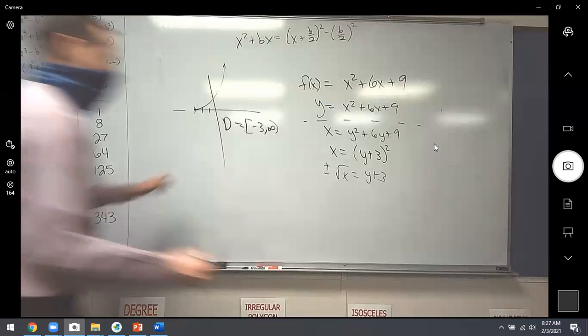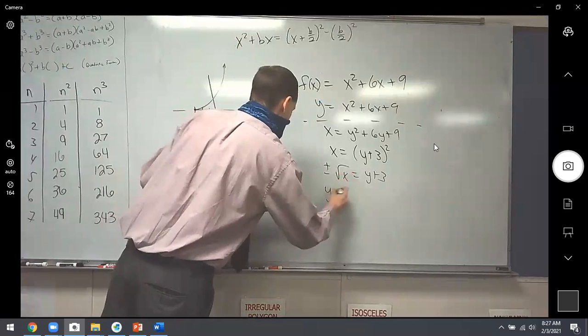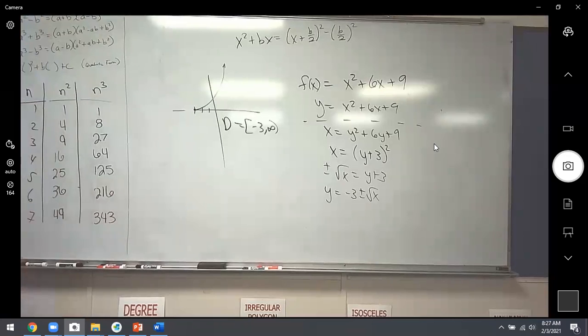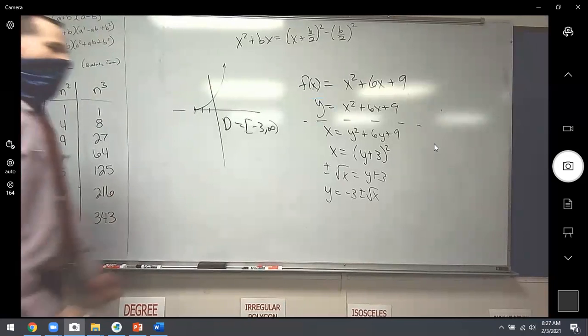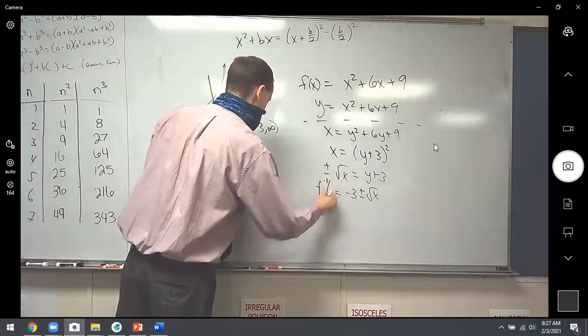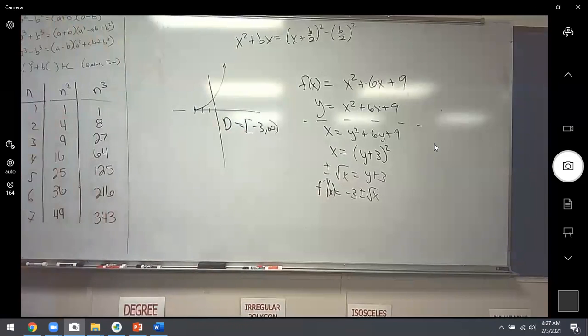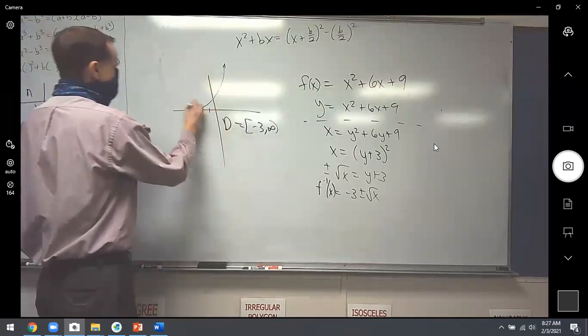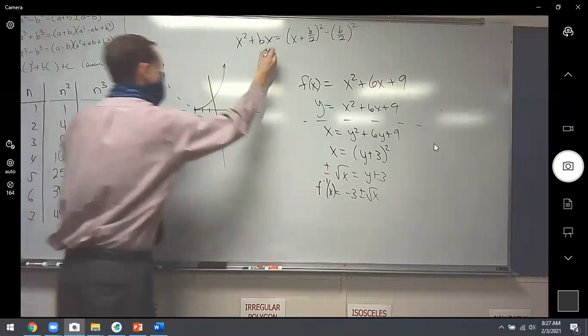And then just move the 3 over. So y is -3 plus or minus the square root of x. And don't call it y, because this represents an inverse of the original, what I started with. So we'll call it f inverse of x. Which one do you pick, the plus or the minus? Do you have a guess from experience? Probably plus.